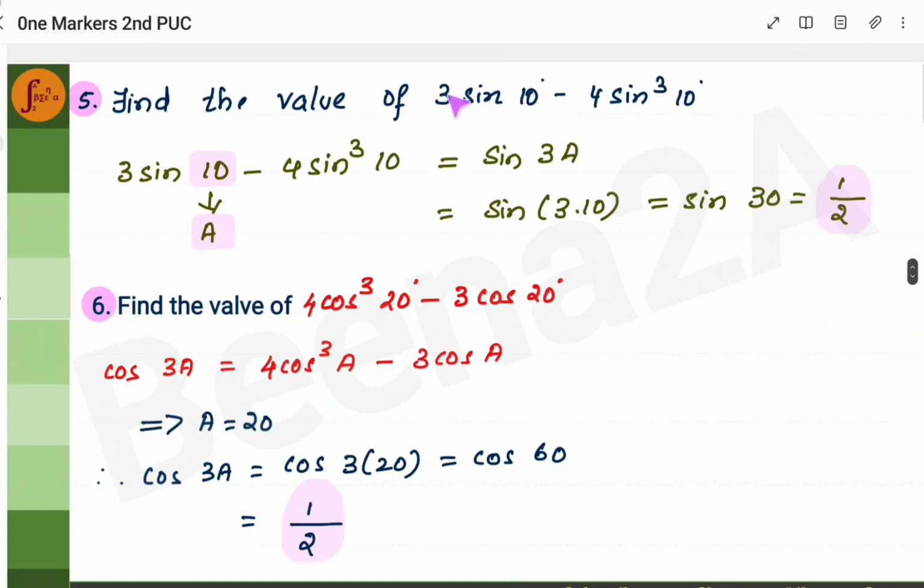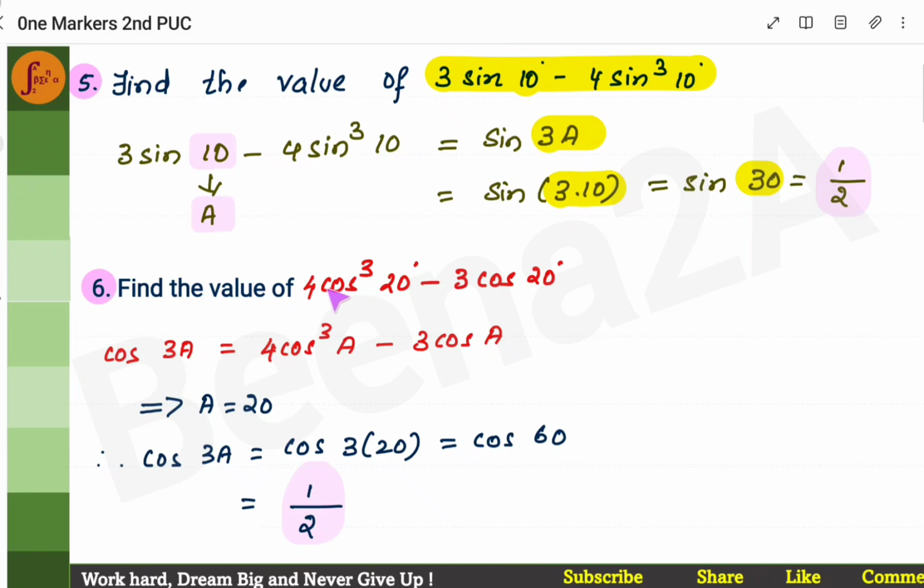Next one. Find the value of sin 3A. It's the sin 3A formula, straightforward. Instead of A, you have 10. So 3A is 3 into 10, sin 30. What is sin 30? Half. Next one. Find the value of, same thing, cos 3A.